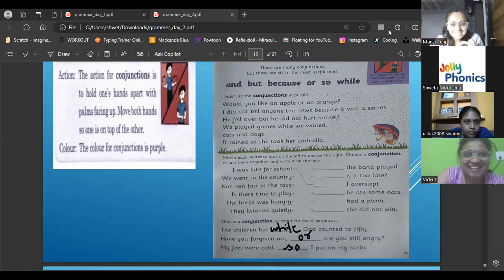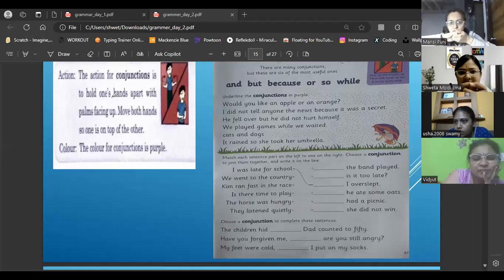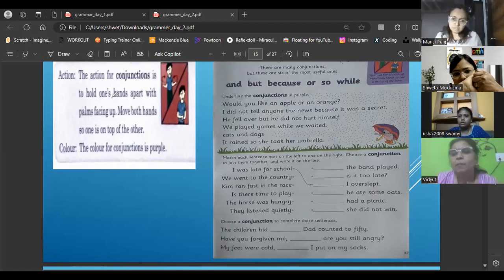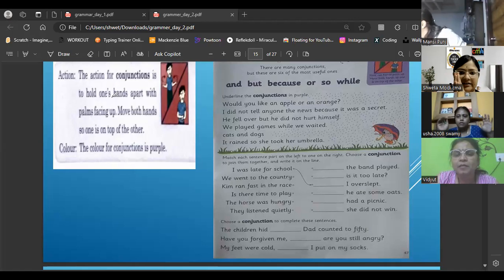Great. Good. So any doubt? Ma'am, how do you do the action? Purple is the color and this is the purple action: joining hands. Conjunctions are joining, connecting. You can even have a butterfly where you write one clause on one wing and another clause on the other wing, and in the center part you can write the joining words.